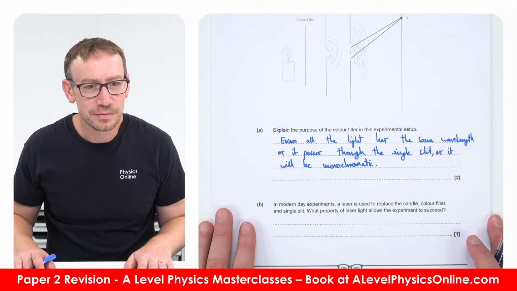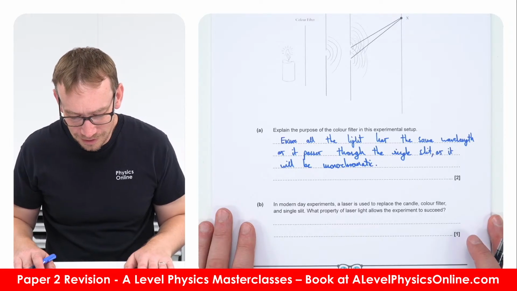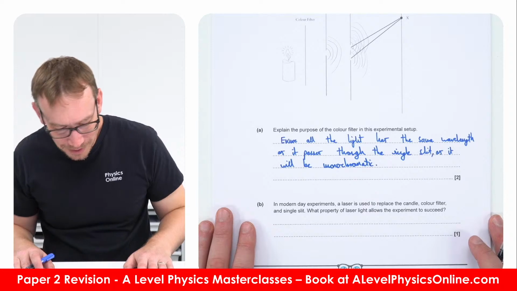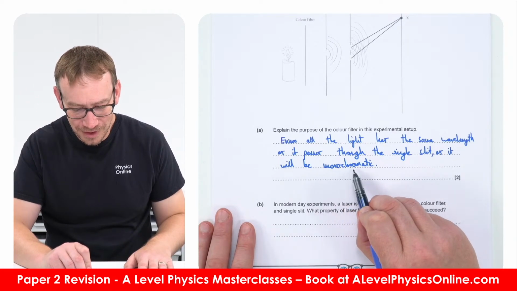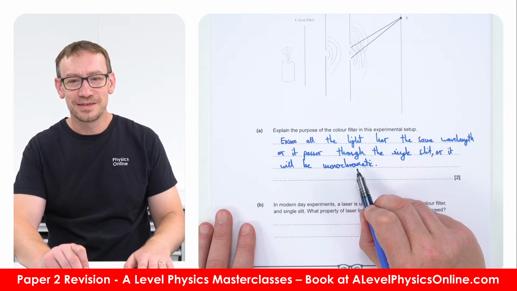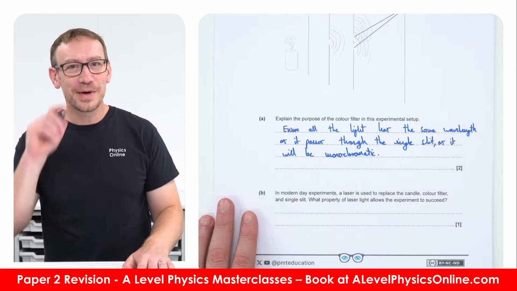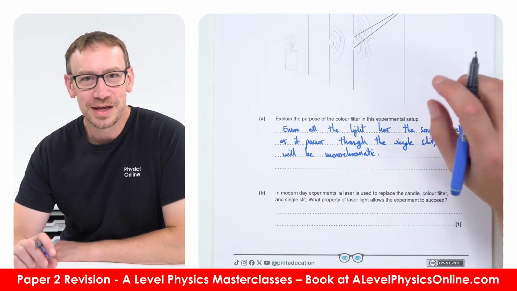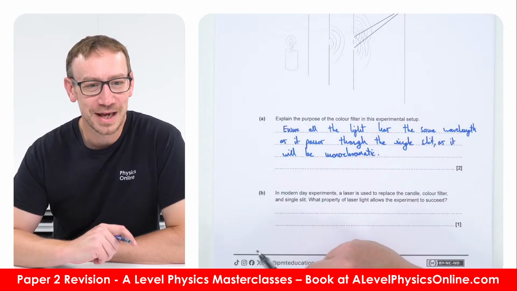Have I spelt the word wrong? Have I? Monochromatic? How have I spelt it? Mono. I think I spelt it right, it just looks a bit rubbish. By the way, that is a good point, well raised, is that make sure you do keep your spelling as neat as you possibly can.